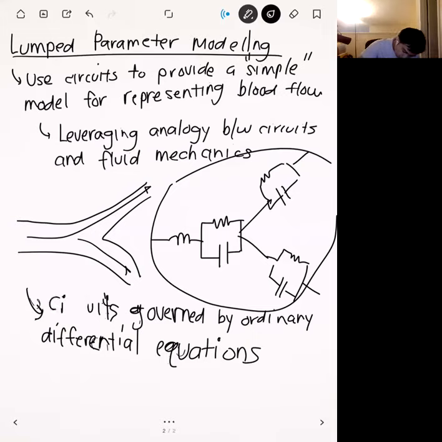Circuits are governed by ordinary differential equations, which are still not a walk in the park. ODEs are still differential equations. But the nice thing is that, compared to PDEs, ODEs are a lot easier to solve. In fact, there are a lot of packages in, say, MATLAB or Python that allow us to solve these very easily.